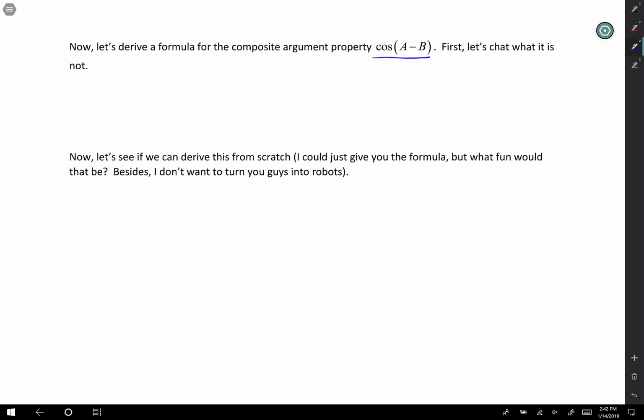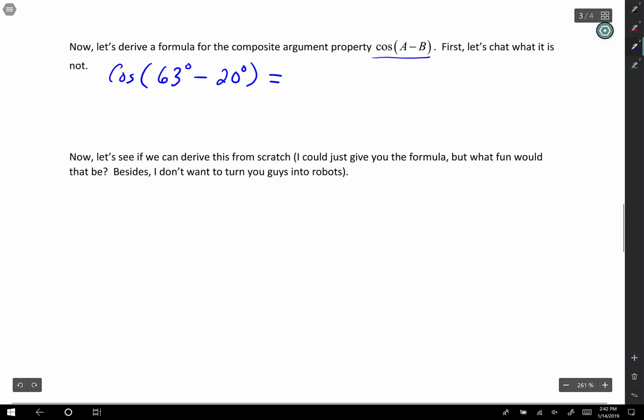So let's talk about what this is not. So I'm going to write cosine. And what's your favorite number between 0 and 90? A pretty big one, above 45. 63. I'm going to say that's degrees. And I'm going to choose 20 degrees. 63 minus 20 is, what's that? 63, 53, 43. 43 degrees. And if I type cosine of 43 degrees in my calculator, I get 0.73135.